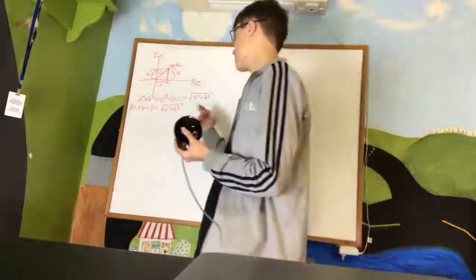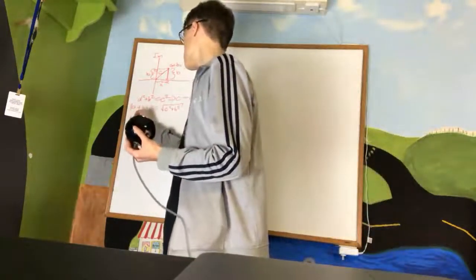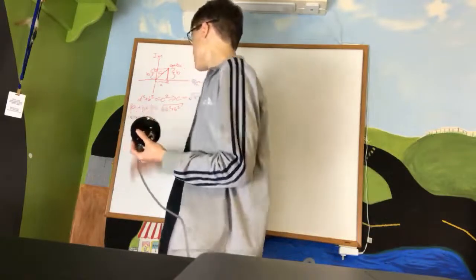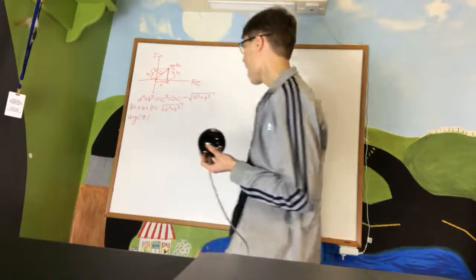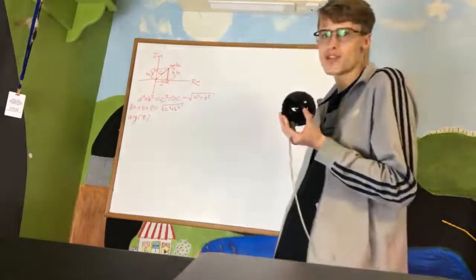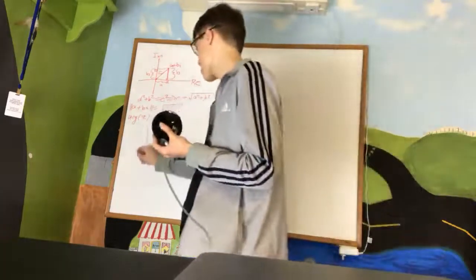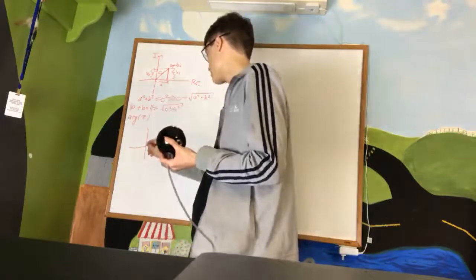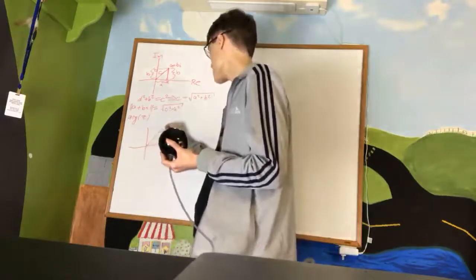And then something called the argument of a complex number is really the angle on the unit circle of that point. So if I have the complex plane, I have some point a plus bi.